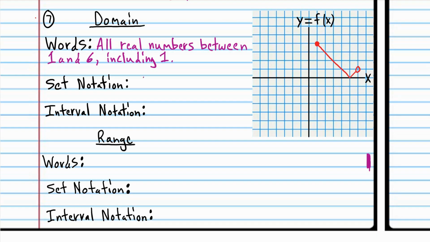So the domain is the set of all x values such that x is between 1 and 6, but including 1. So we need a less than or equal to symbol next to the 1. In interval notation, we use a bracket, number 1, comma 6 with a parenthesis.